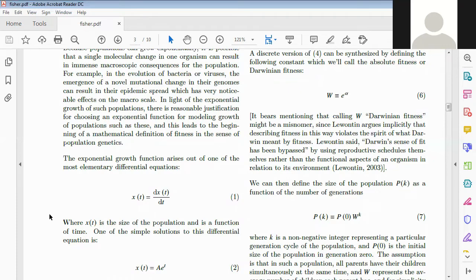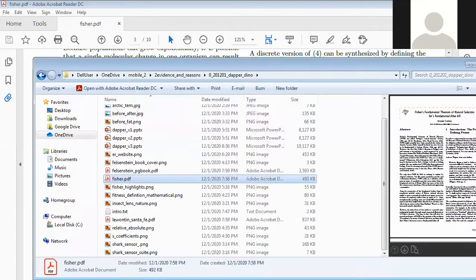So how is fitness defined in evolutionary biology? If I may, to be very much more specific, let me say not generally evolutionary biology, but specifically population genetics.